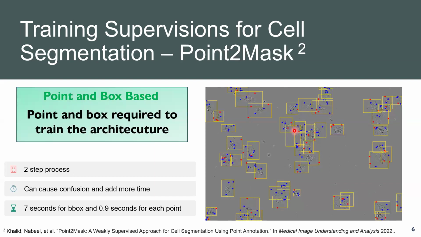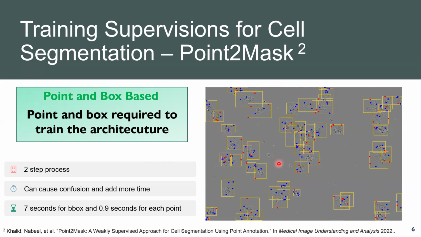The second one is point and box based, from the paper Point to Mask, which requires a bounding box and some point annotations inside the bounding box. Those point annotations can either be on the cell or outside the cell. If the point is on the cell, it's shown as a blue dot, and if it's outside the cell, it's shown as a red dot. So it's basically a two-step process in which annotators first draw the bounding boxes and then the points are generated automatically inside those bounding boxes. And then again, the annotators have to decide whether that point is on the cell or outside the cell.